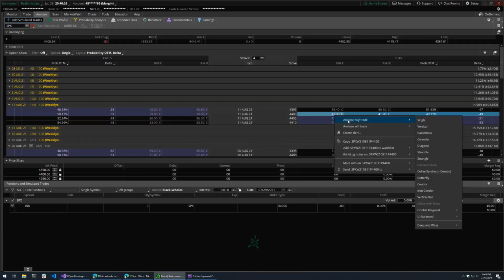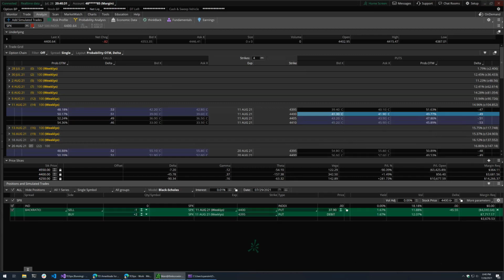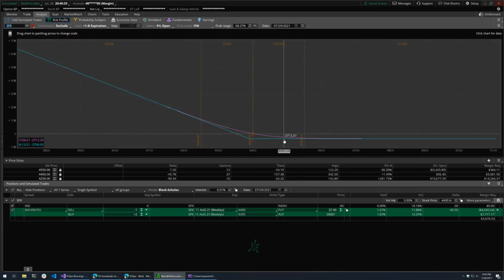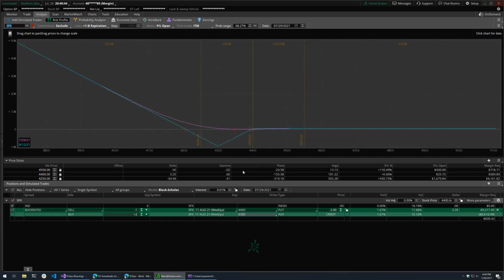Sure. So if we wanted to buy a back ratio, we could do something like this. Basically it's a 1x2. In this case, we're selling the 4,400, and then maybe we'll buy the 4,300. So it looks something like this. For about $390, we can get into this position.